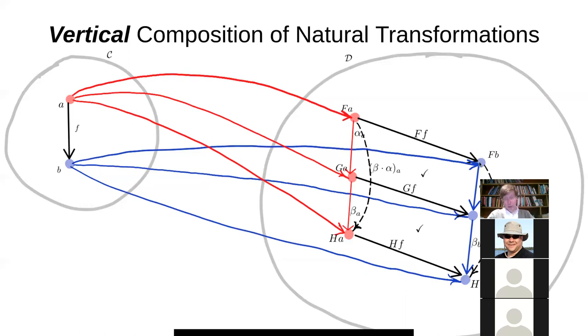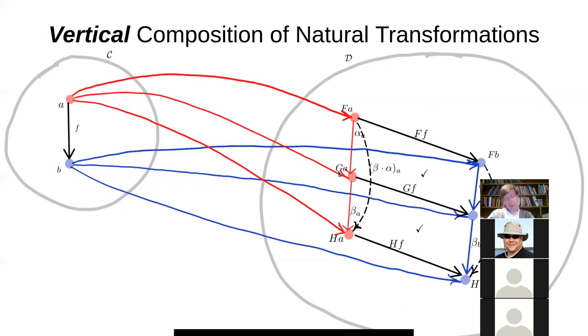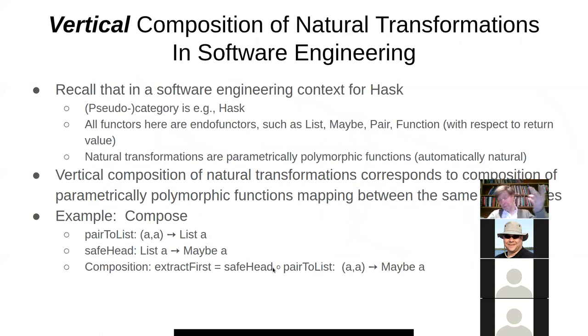For it to be a natural transformation, you have to be able to go this way and down, or via this curvy arrow, or you could go this way and this way and over, and they're all going to compose in order for it to be a valid natural transformation. Okay, so that's vertical composition of natural transformations. Completely straightforward in Haskell. Compose them together as functions.